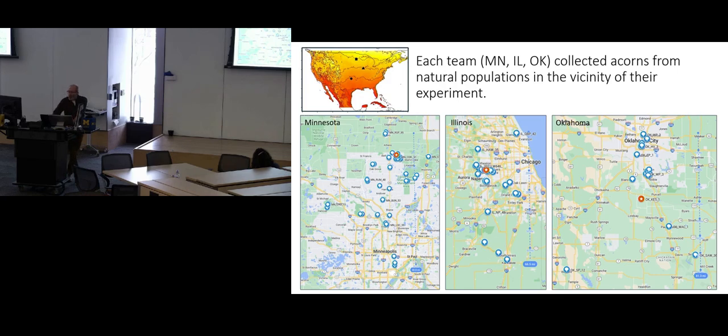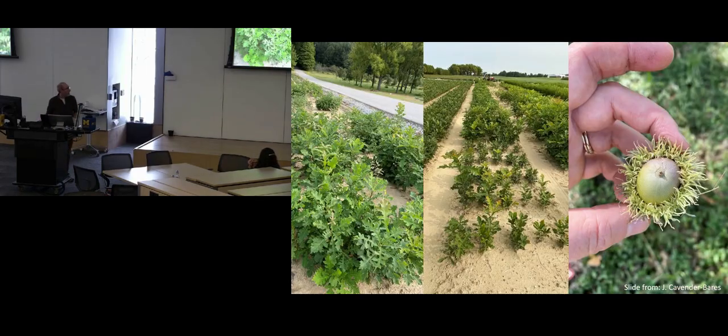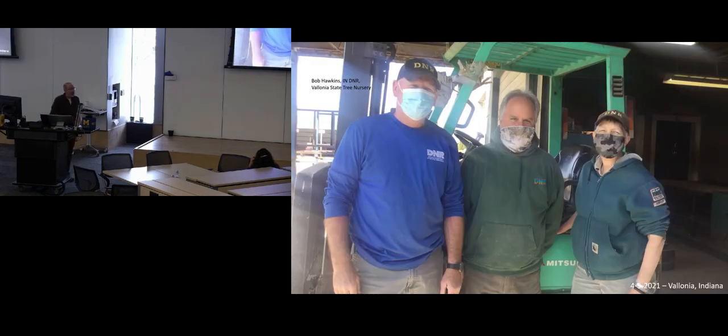Each of these sets of acorns was then sent to Indiana, where they were grown into a sandy bed, basically, where they could get used to the outdoor environment, growing up in a common environment, for transplanting back into the 3 common gardens. Here's what it looks like in Valonia. These were planted by mother tree. We collected multiple seeds per mother tree, planted them out into these sand beds separated by mother. And then these were basically dug up by Bob Hawkins and his crew who grew the trees, and shipped to each of our 3 sites for planting.